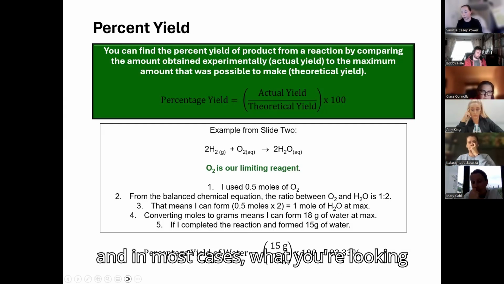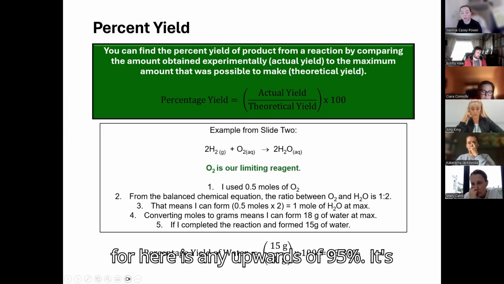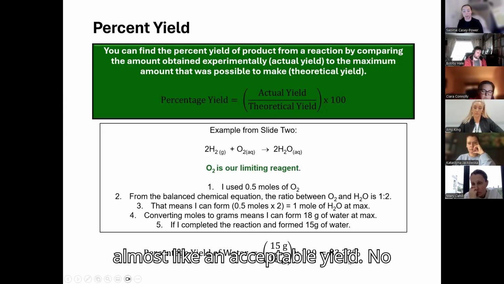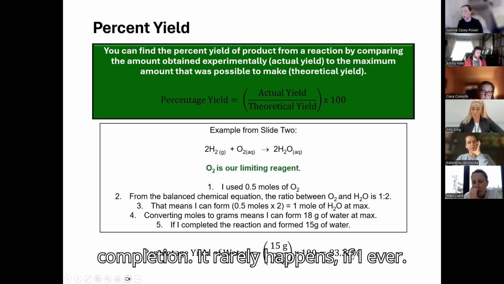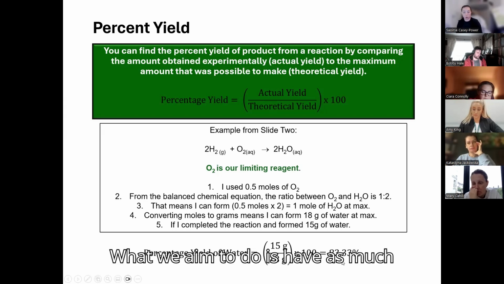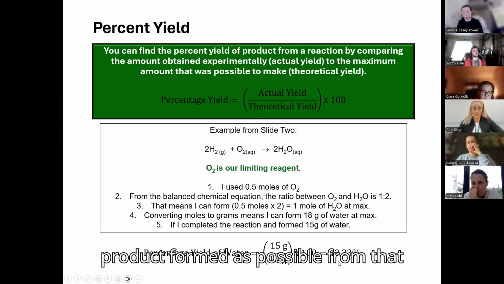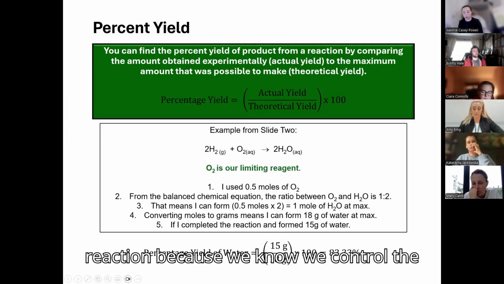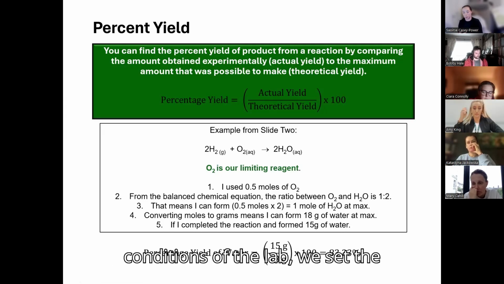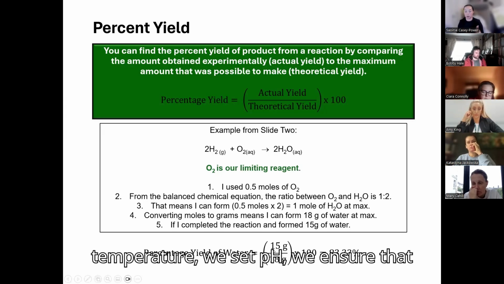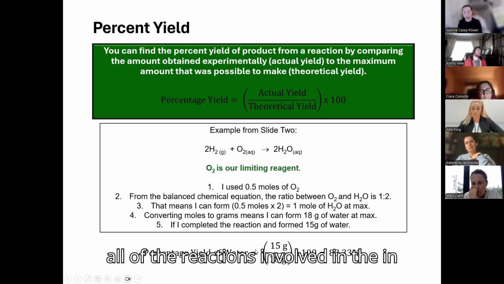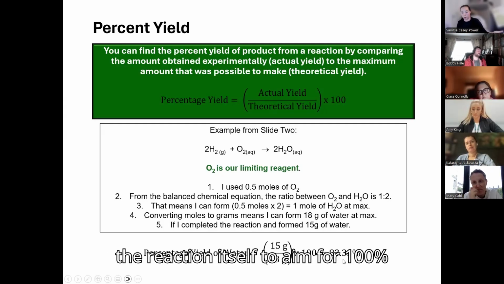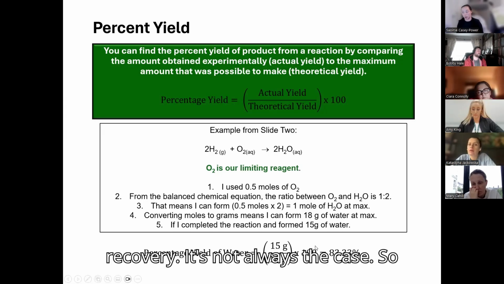Ideally, and in most cases, what you're looking for is anything upwards of 95% as an acceptable yield. No reaction is ever going to go to 100% completion. It rarely happens, if ever. What we aim to do is have as much product formed as possible from that reaction, because we control the conditions of the lab: we set the temperature, we set the pH, we ensure that all the glassware is rinsed down, and that all of the reactants are involved in the reaction itself, to aim for 100% recovery. It's not always the case.